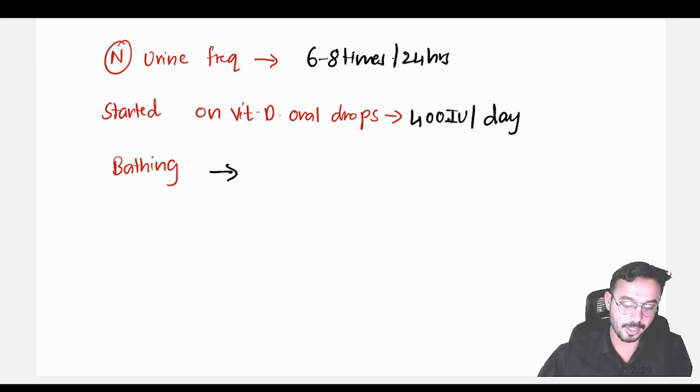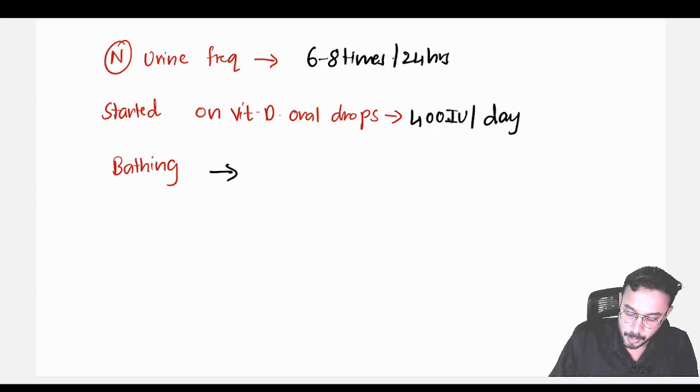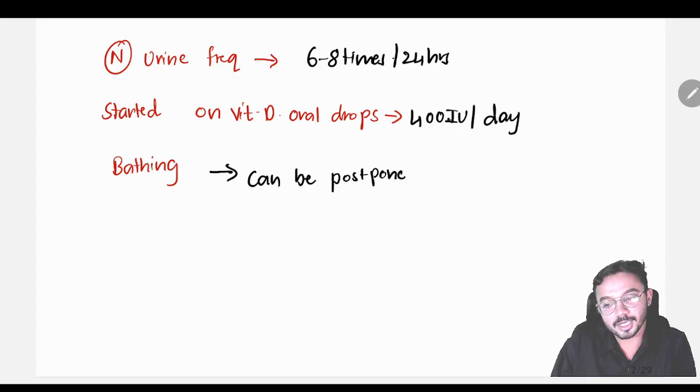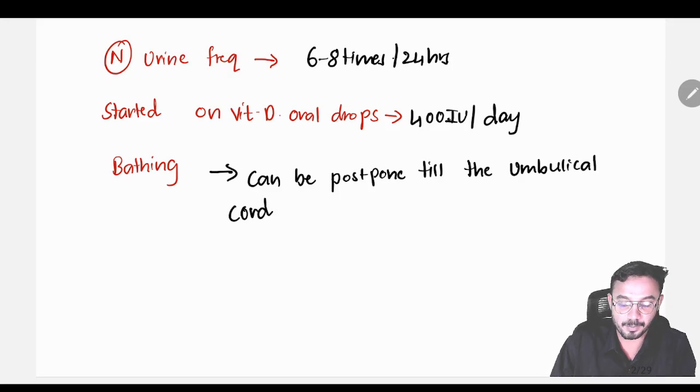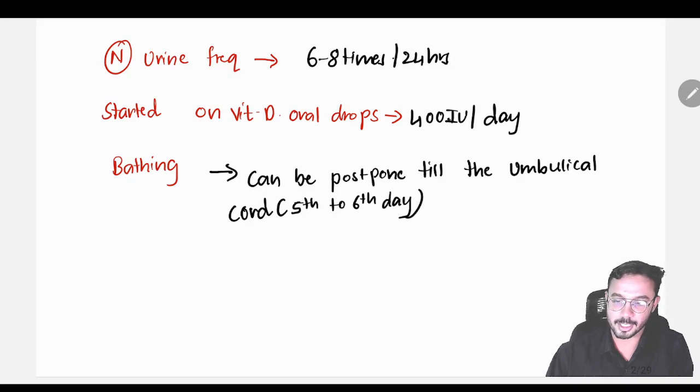So you should tell them bathing can be postponed. Why? Till the umbilical cord falls. Until then, bathing should be postponed. Normally the umbilical cord will fall on the 5th to 6th day of life. Okay. So these are all about some general topics.